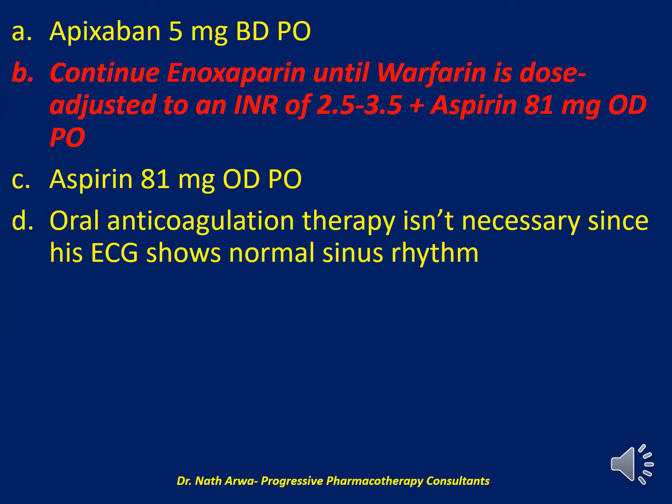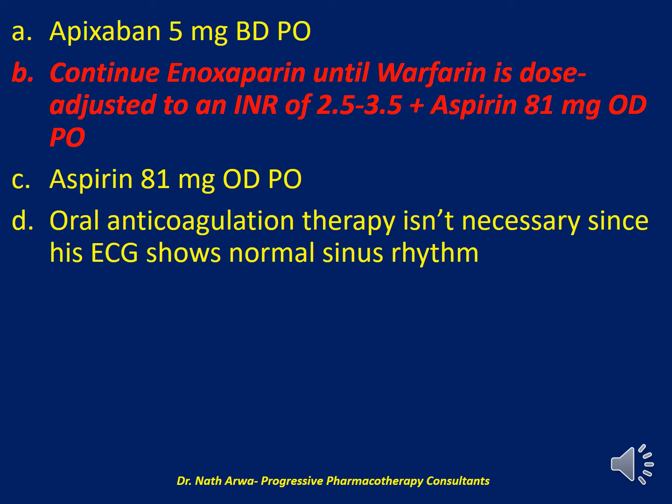So I would send this patient home on continuation of enoxaparin until the warfarin is dose adjusted to an INR of 2.5 to 3.5, and additionally I would prescribe aspirin at a dose of 81 milligrams orally once daily. Now B, in my opinion, is the correct answer, because warfarin is an appropriate anticoagulant for use in patients with mechanical mitral valve replacement, where there is a high risk of thromboembolism.